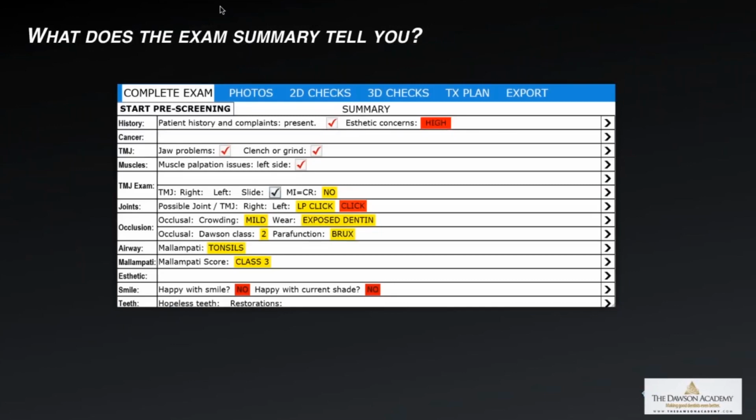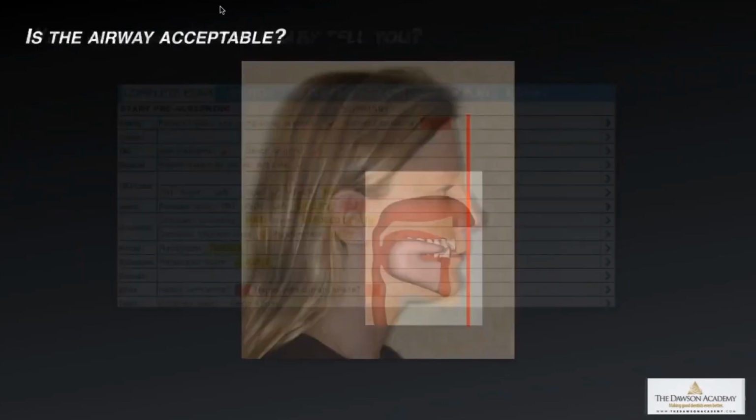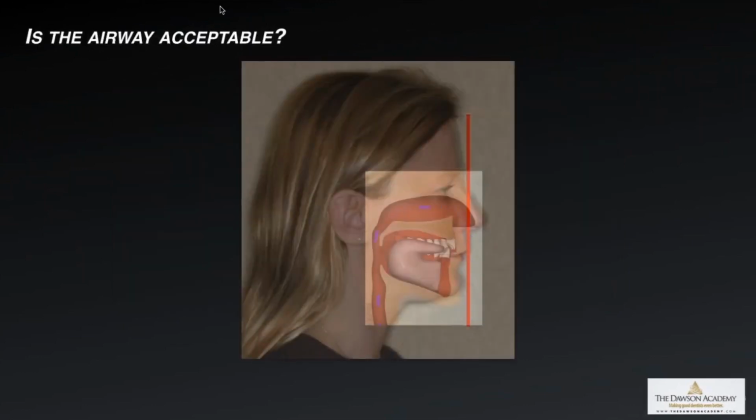It's kind of cool because it auto-populates, and if there's a problem, it shows up in yellow or red. The next thing we need to be able to ask is, can this patient breathe or not? And that's one of the main things we have to answer.